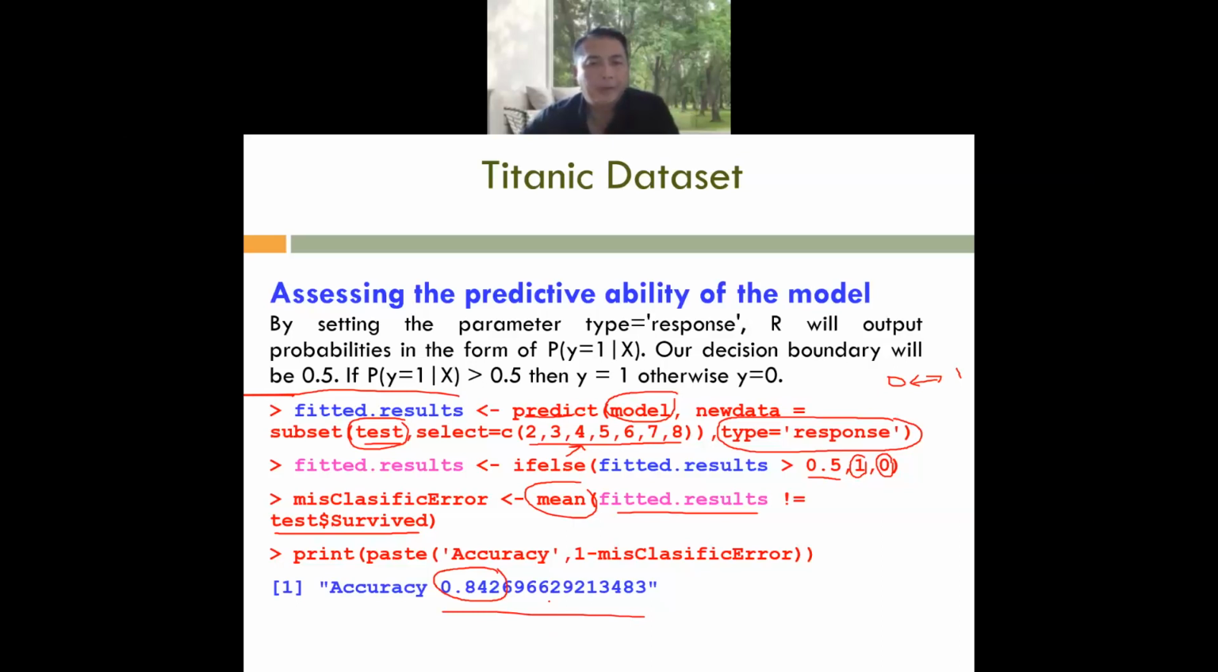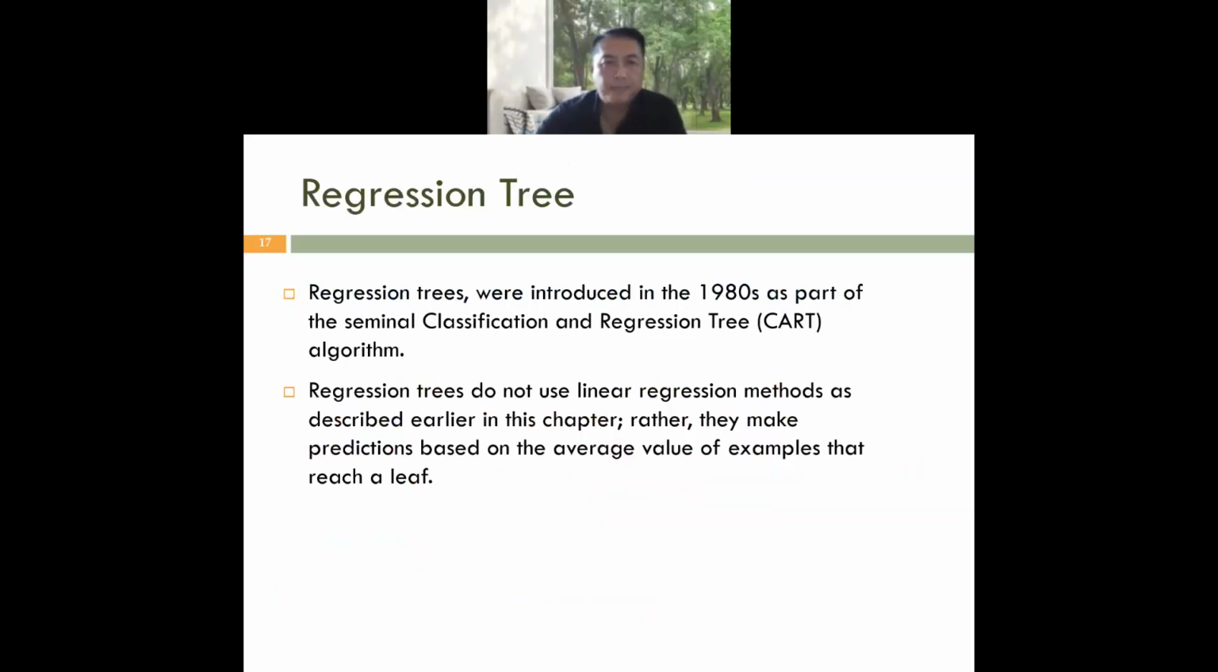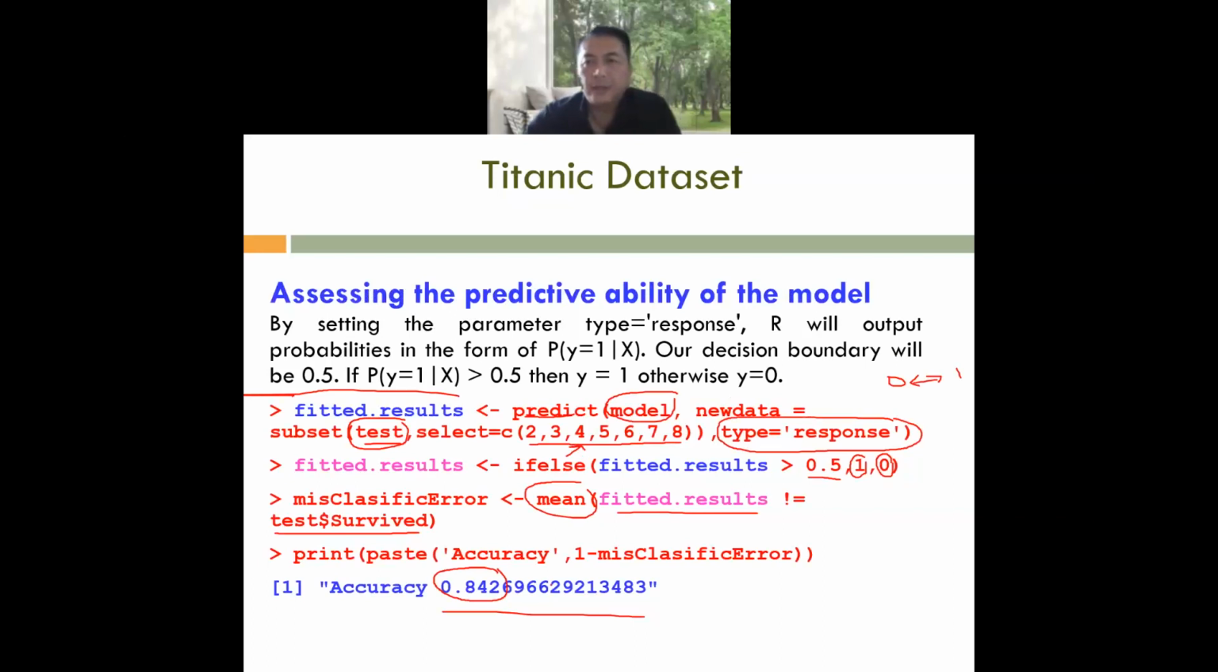Okay, so this is how you use logistic regression in order to model a categorical value using a few independent variables. Okay. So any questions?